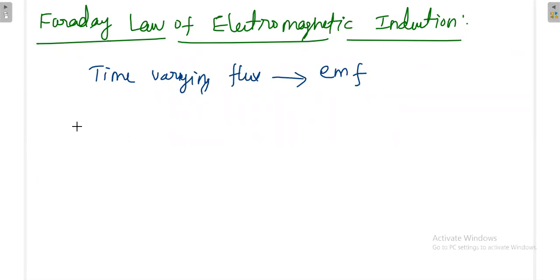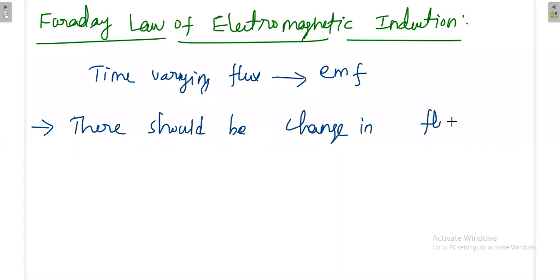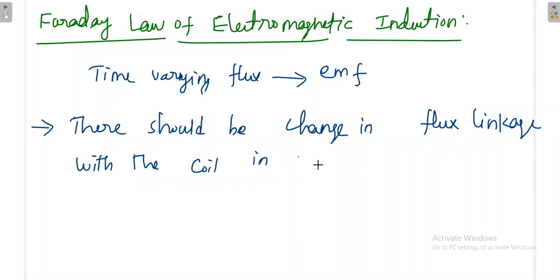So what is that law telling? There are two statements. To produce EMF, we need time varying flux. So what they are telling is there should be a change in flux linkage with the coil in order to induce EMF in it.